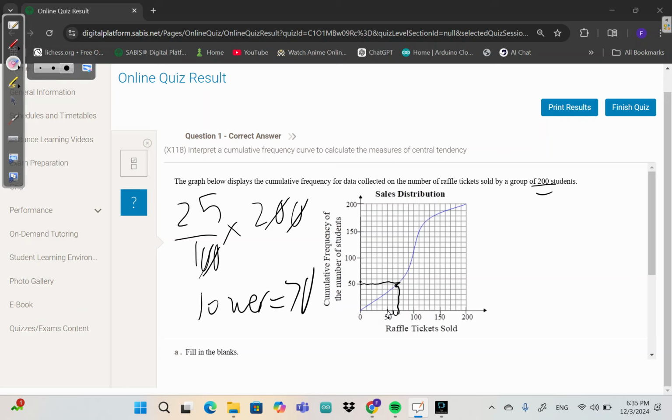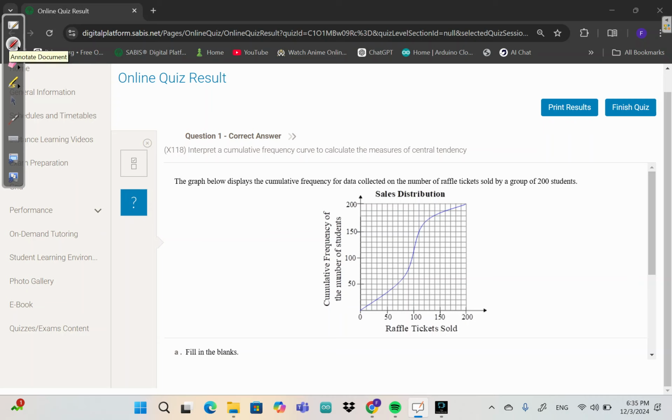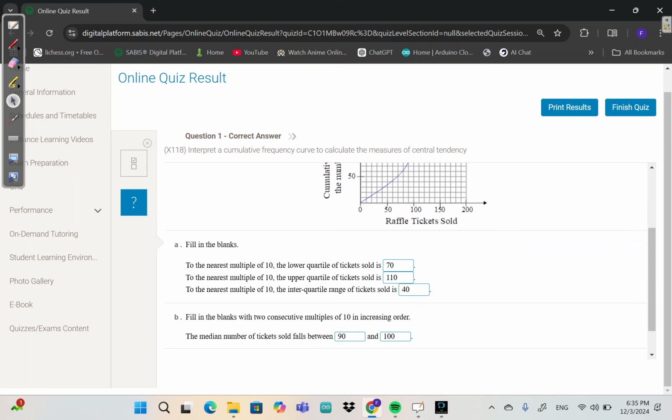Now, our interquartile, we said, is our upper minus our lower. Our upper, we already said, is 110, and our lower is 70. So our interquartile is going to be 40. And that's it for part A of this question.